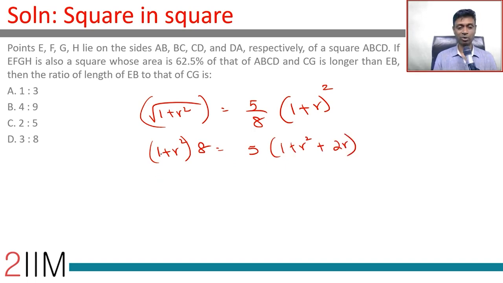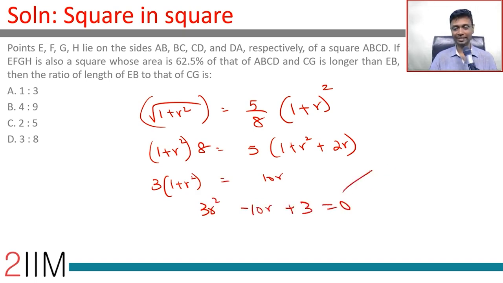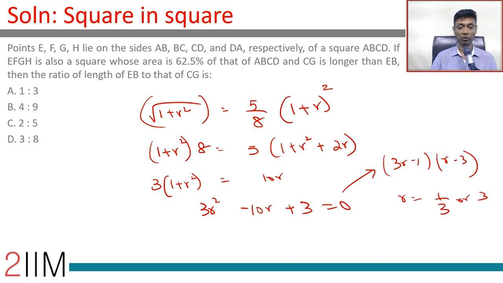So 8 times 1 plus R square minus 5 times 1 plus R square is 3 times 1 plus R square, which equals 10R. 3R square minus 10R plus 3 equal to 0. This is 3R minus 1 into R minus 3. R is either 1/3 or 3. We know that EB is less than CG. EB to CG cannot be 3:1, it is 1:3.